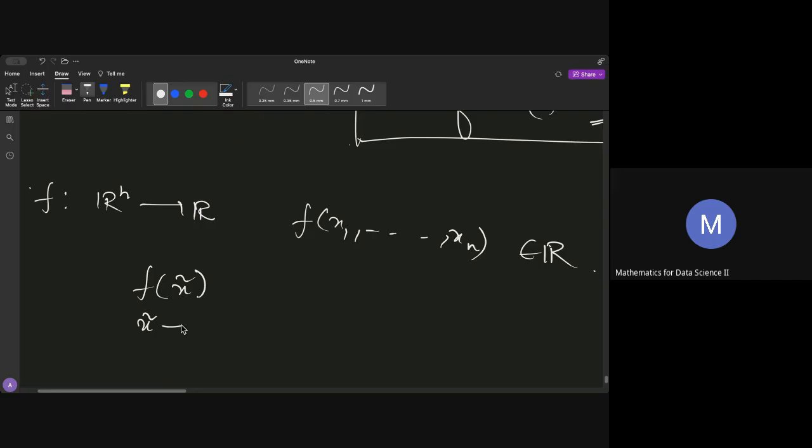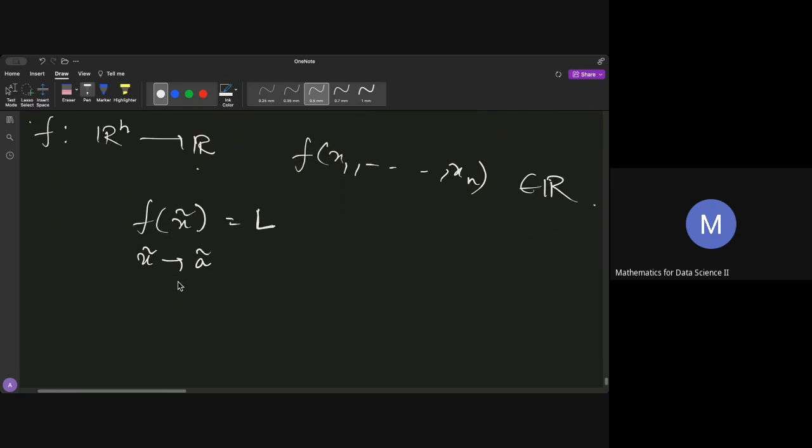As x tilde comes closer to a tilde, this will be a number in R. So when x tilde comes closer to a tilde, that means if you have x1 to xn and you're trying to find the limit at 0, 0, then each of these individually approach 0. If this point keeps coming closer to 0, the other one also keeps coming closer to 0, all of these keep coming closer to 0, then where does our function go? Or in this particular case, it will be a tilde here.